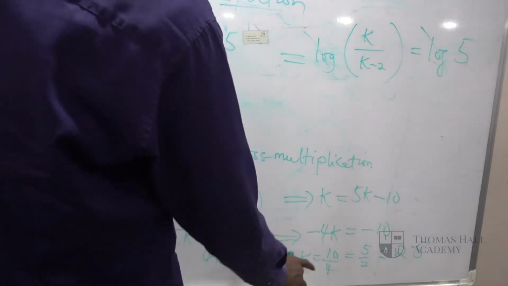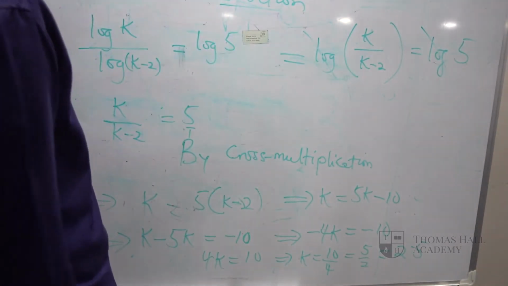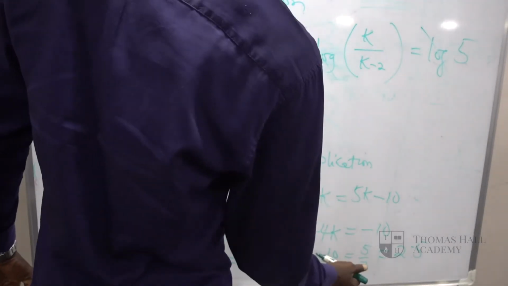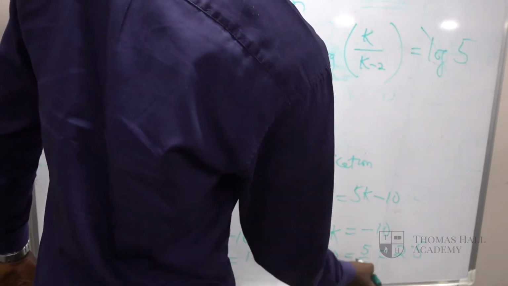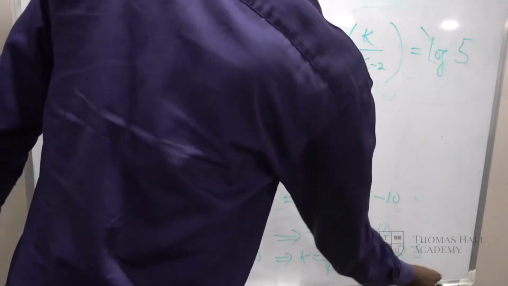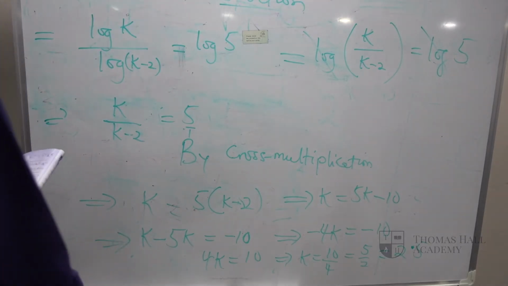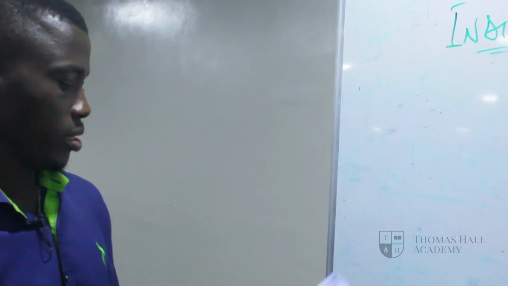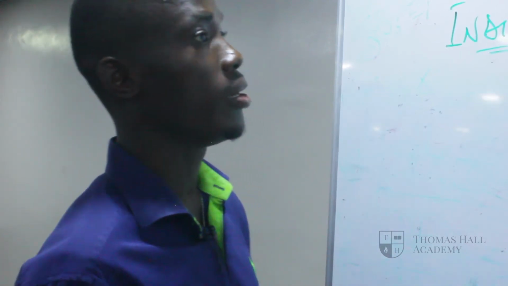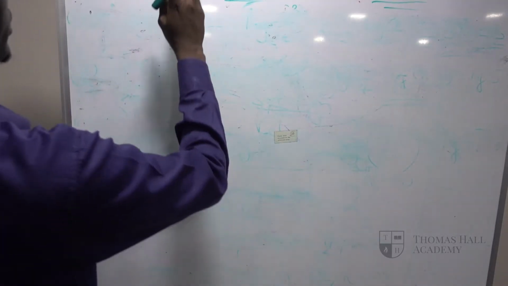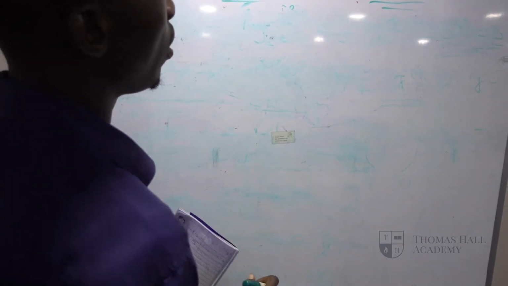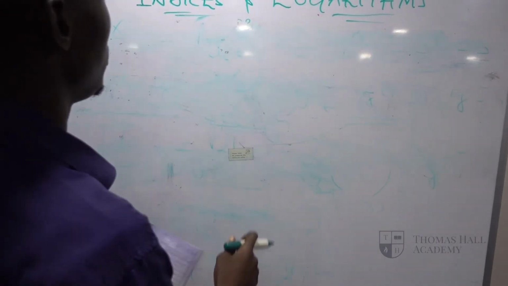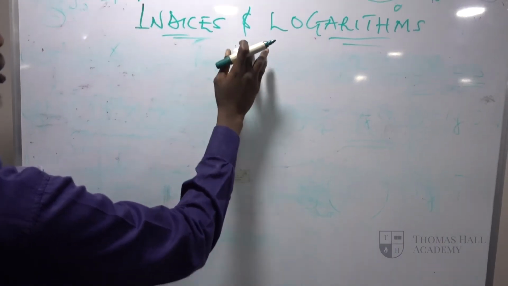K equals 10 divided by 4. When you divide, express in the simplest form: 5 over 2. So 5 over 2 is 2.5. You can leave it this way or that way, you are still correct. So that is that about logarithm. We are trying to tackle these topics from all angles, such that even when the examiner comes from all other angles, you will still be prepared. You'll be able to tackle it and answer the questions.